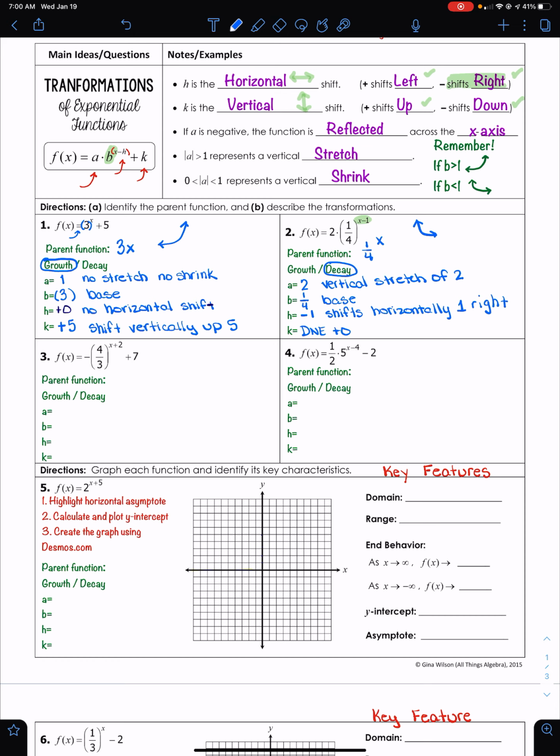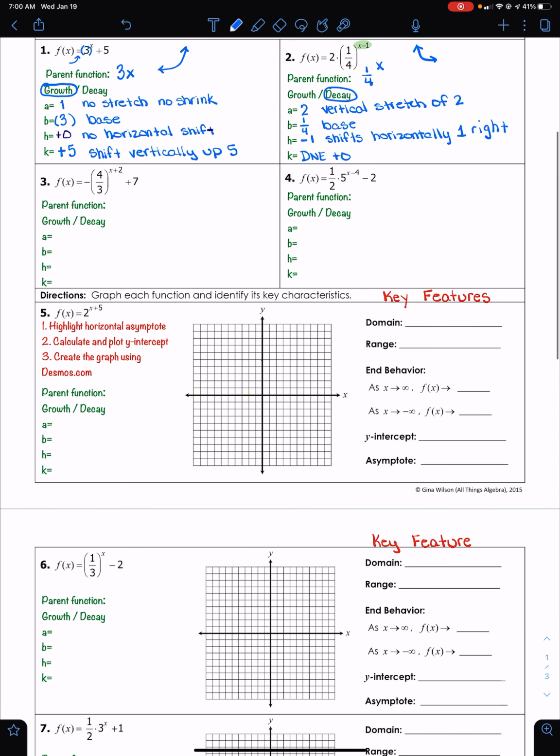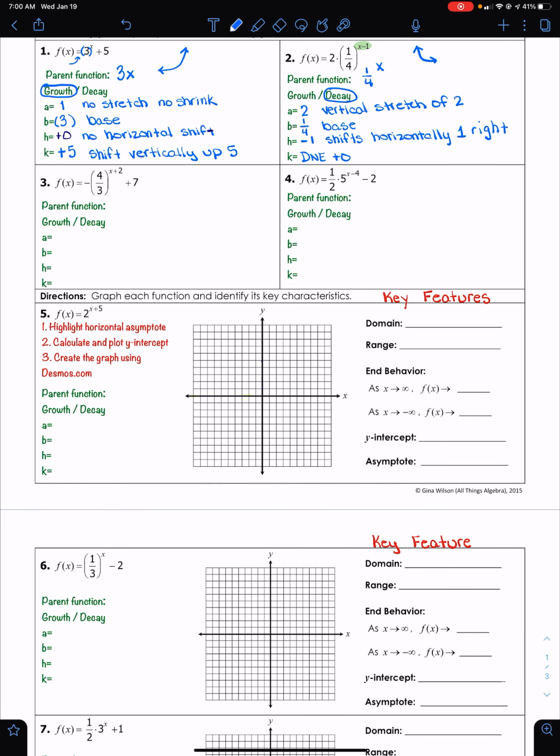All right, so let's go to number 3. Our parent function is 4/3 to the x. 4/3 is greater than 1, so it's going to be a growth. The a value on this one, this is actually a -1 right there. So that's going to be -1. B value is 4/3. H is +2. And K is +7.